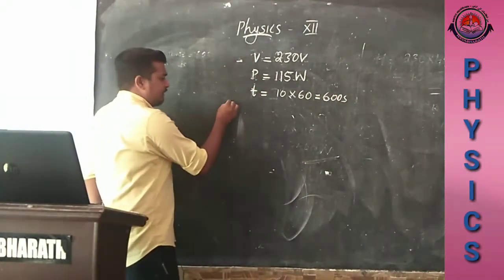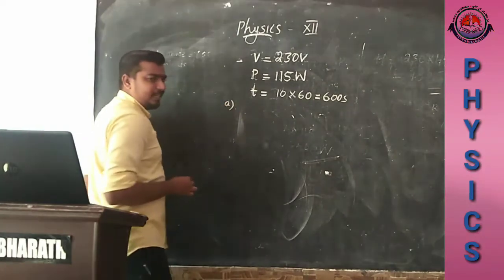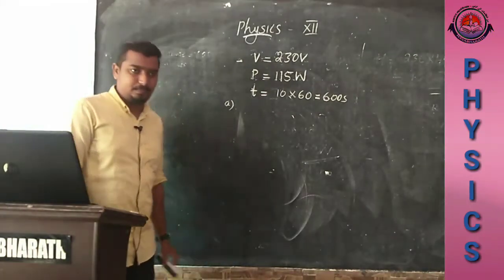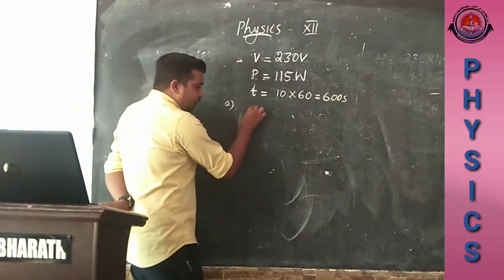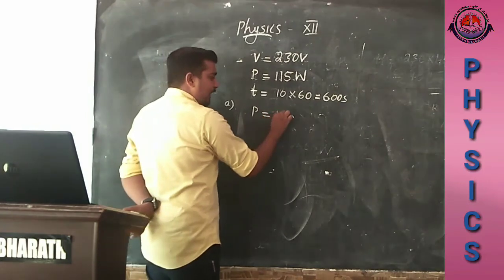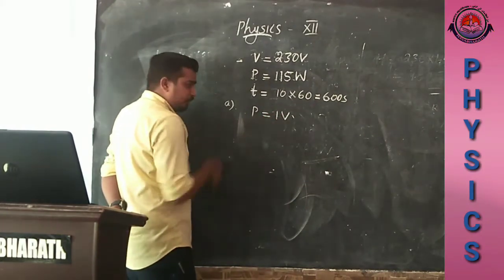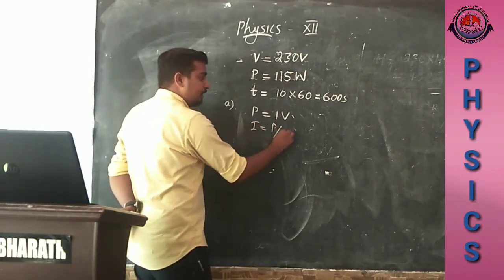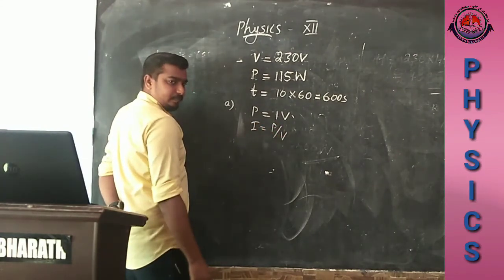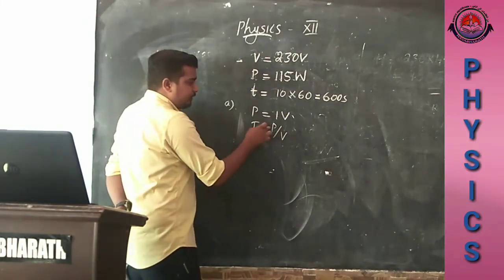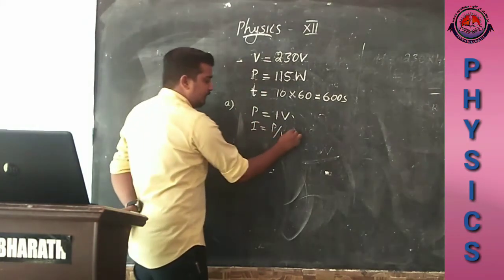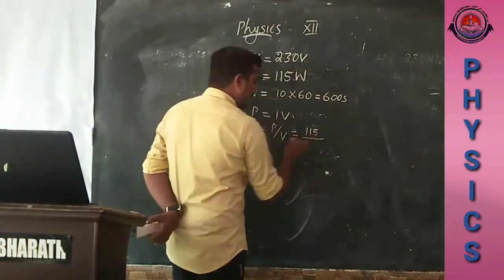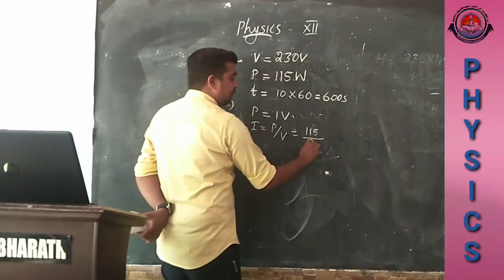What is the A question? What is the current flowing through the bulb? We have power P equal to IV. From this, I equal to P by V. Substituting the values of P and V, P equal to 115 divided by V, which is 230.